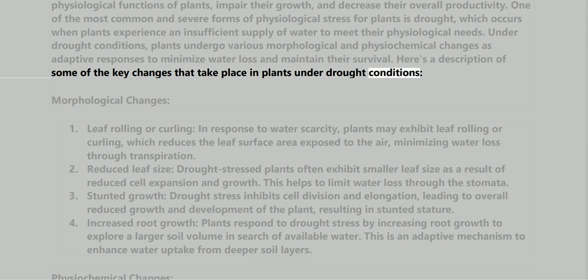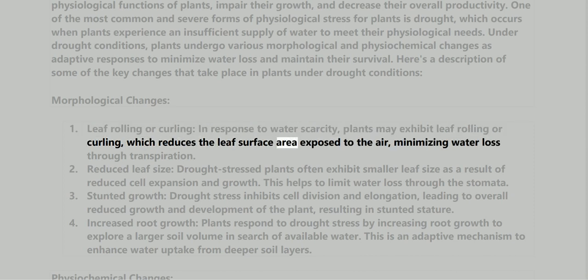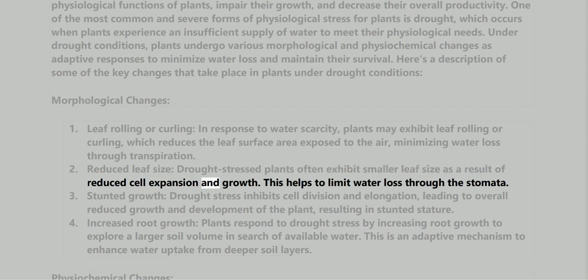Morphological changes. 1. Leaf rolling or curling. In response to water scarcity, plants may exhibit leaf rolling or curling, which reduces the leaf surface area exposed to the air, minimizing water loss through transpiration. 2. Reduced leaf size. Drought-stressed plants often exhibit smaller leaf size as a result of reduced cell expansion and growth. This helps to limit water loss through the stomata.